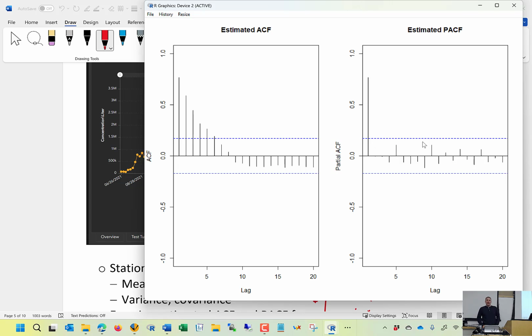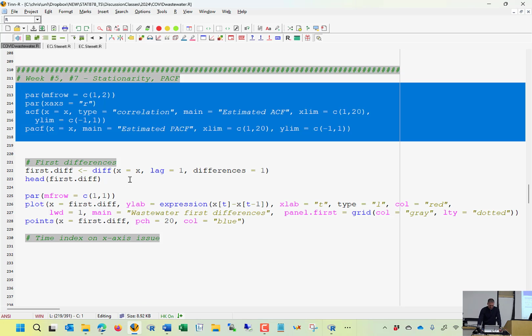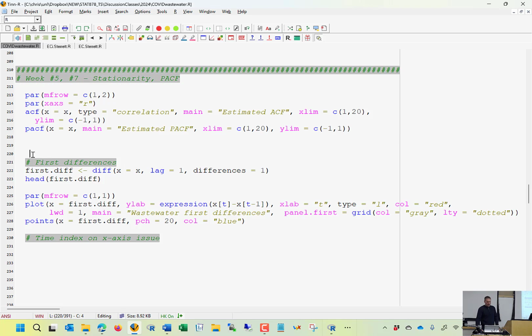Now I'm going to hedge on that because I am worried about the variance, if we have non-stationarity in the variance. And so I'm not totally convinced that I would immediately go to that. But let's take a look at what first differences might look like here too.